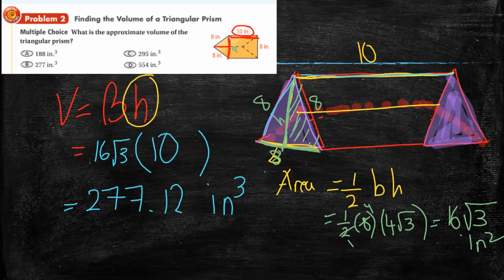The H here is the line segment that's perpendicular on the base, in the base. And that H, I have to use it here to find the volume. That is a line segment that is perpendicular between the two bases.